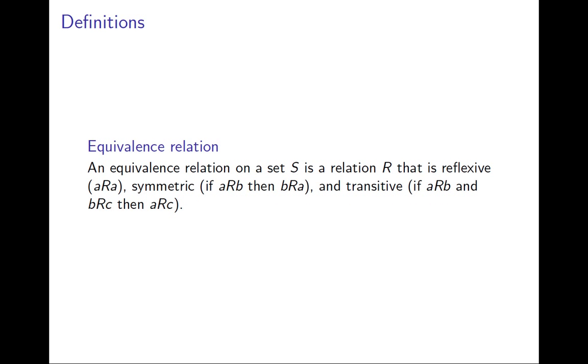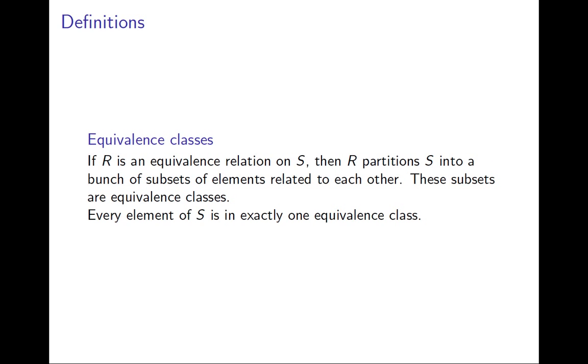An equivalence relation on a set S is a relation R that is reflexive, which means a is related to a; symmetric, which means if a is related to b, then b is related to a; and transitive, which means if a is related to b and b is related to c, then a is related to c, for any a, b, and c in the set S. If R is an equivalence relation on S, then R partitions S into subsets of elements related to each other. These subsets are equivalence classes, and every element of S is in exactly one equivalence class.